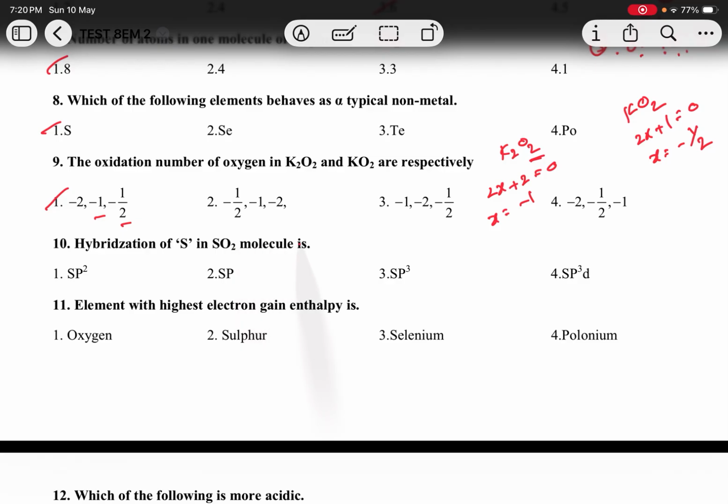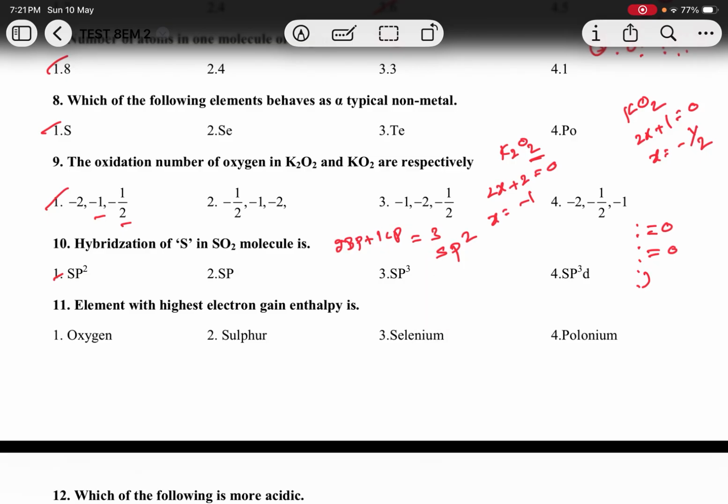Hybridization of sulfur in the SO2 molecule is: sulfur belongs to the 6th group, so it contains 6 valence electrons, 1, 2, 3, 4, 5, 6. 2 oxygen atoms form 2 double bonds and 1 lone pair. So here only sigma bonds are considered as bond pairs of electrons. So 2 bond pairs of electrons plus 1 lone pair, total 3. 3 means sp2 hybridization. So option 1 is the correct one. It is already discussed in the trick for hybridization video.